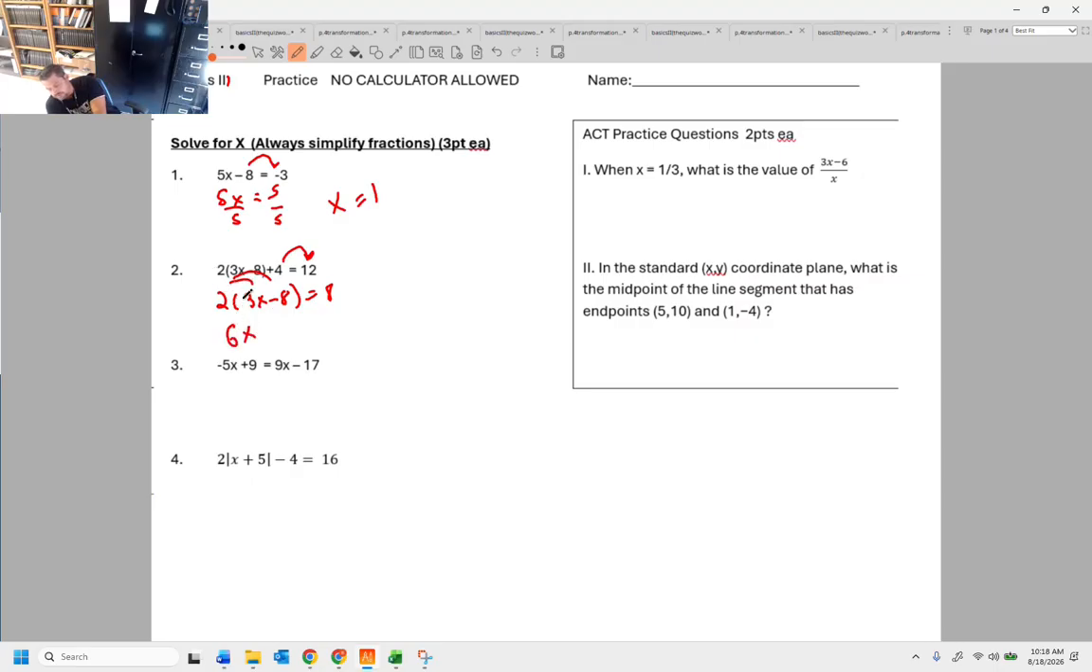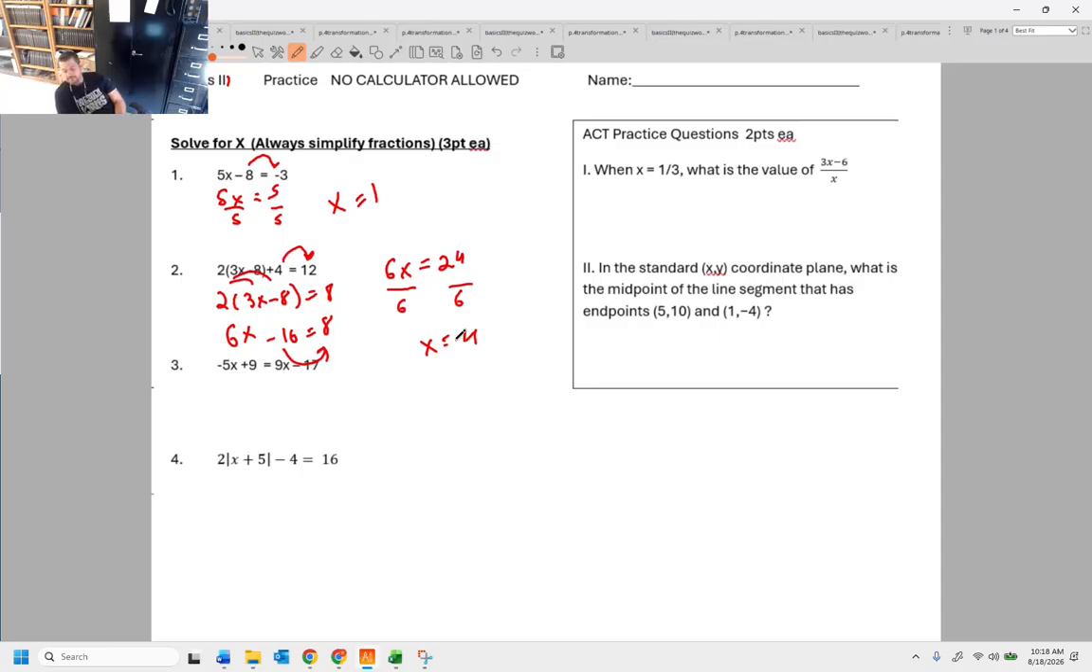2 times 3x is 6x, 2 times negative 8 is minus 16, still equal to 8. The opposite of subtracting 16 is adding 16, and 8 and 16 makes 24. The opposite of multiplication is division. Divide both sides by 6, and x is not 6, x is 4. Not too hard.